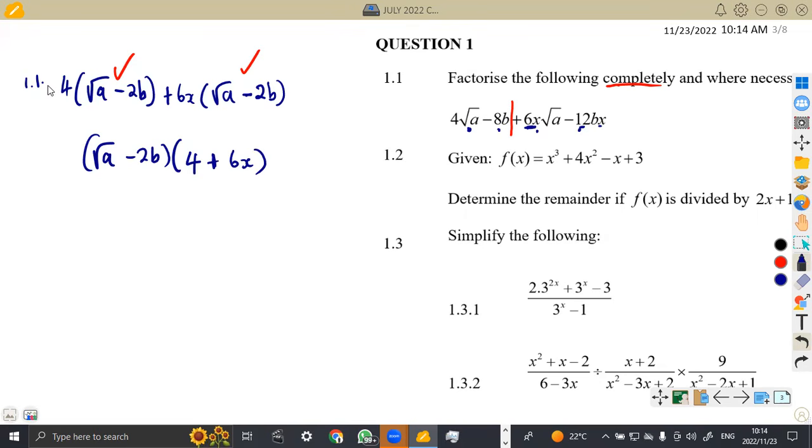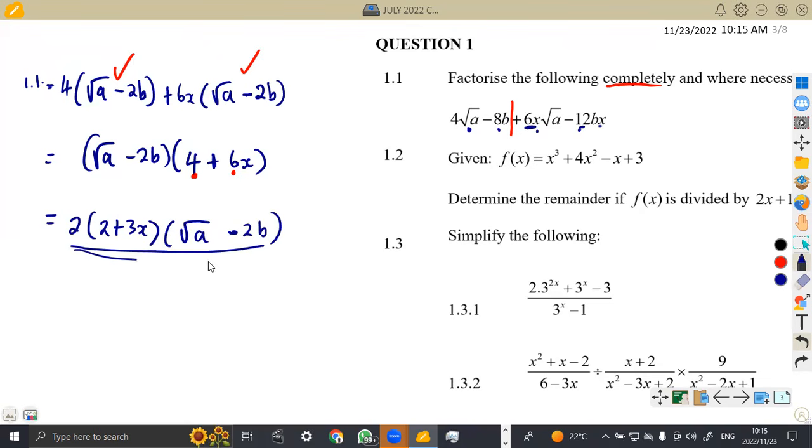All right, so if we check, yes, we have managed to factorize, but in this bracket, we've got 4 and 6, where 2 is common. So we can factor out 2. If we factor out 2 here, we remain with 4 divided by 2, that is 2, and 6 divided by 2, that is 3, so it is going to be 3x, into this part, we remain with the square root of a minus 2b. So as we can see, this is the simplest form that we can leave our answer in.